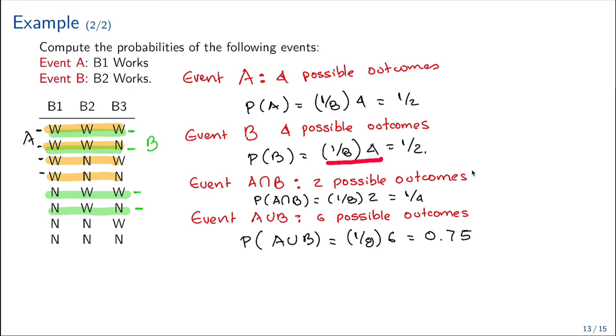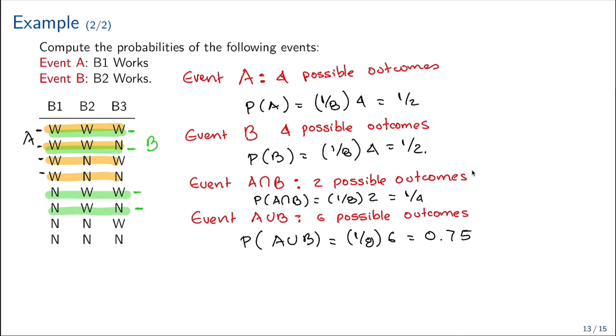Now let's have a look at the probability of the intersection. The intersection has two possible outcomes. Therefore, the probability of the intersection is equal to 1/8 multiplied by 2, which is 1/4. The probability of the union: if we look into the union, we have 1, 2, 3, 4, 5, 6 elements. So it is given by 1/8 multiplied by 6, the number of possible outcomes.